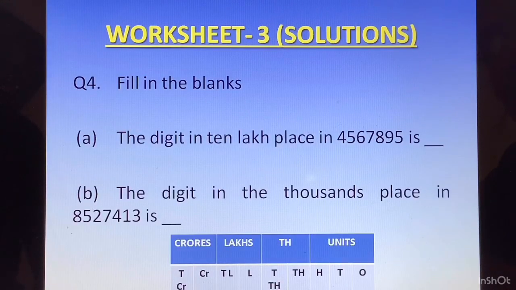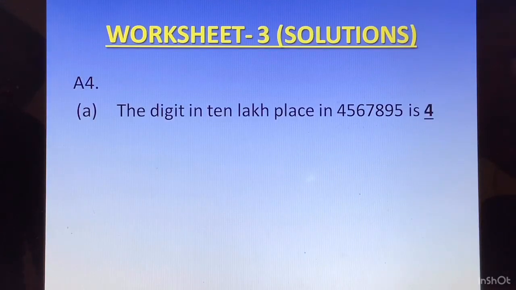Question 4. Fill in the blanks. The digit in the 10 lakh place in 4567895. Here I have attached the place value table. In ones place we have 5, in tens place we have 9, hundreds place we have 8, in thousands place we have 7, in 10,000s place we have 6, in lakhs place we have 5 and in 10 lakhs place we have 4. So we need to answer for 10 lakhs. So our answer is going to be 4. The digit in the 10 lakh place in this number is 4.